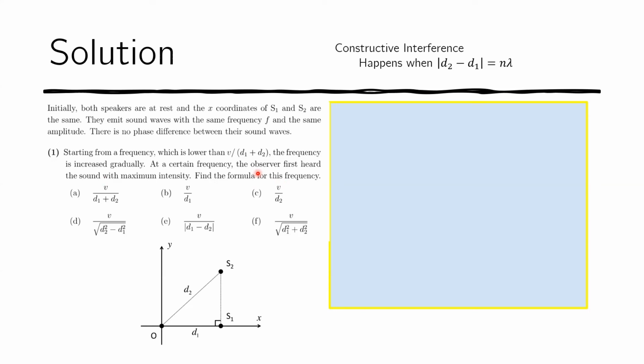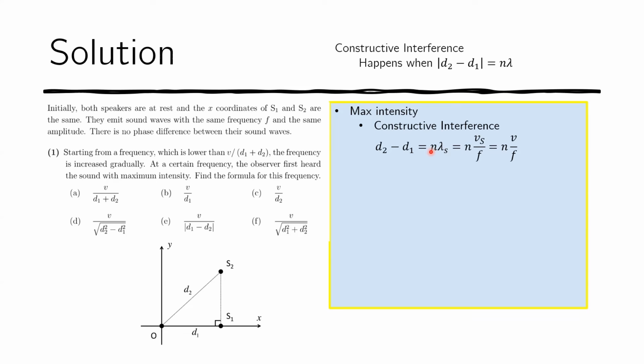The clue here is that the observer first heard the sound with maximum intensity. Now, maximum intensity happens when the waves constructively interfere. And so we remember that the waves from S1 and S2 constructively interfere when the difference in their path lengths, this path length and this path length, is a multiple of the wavelength. And so we write it here. The path difference is just d2 minus d1 in this case, and it's a multiple of the wavelength of the wave. The problem says that the frequencies of the waves are the same, and so that also means that their wavelengths are the same.